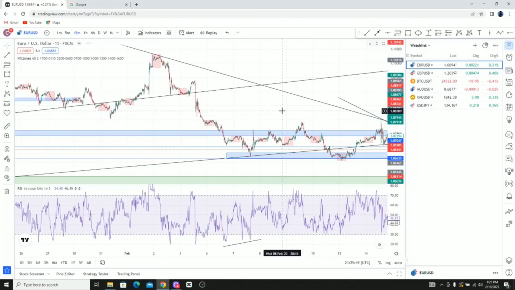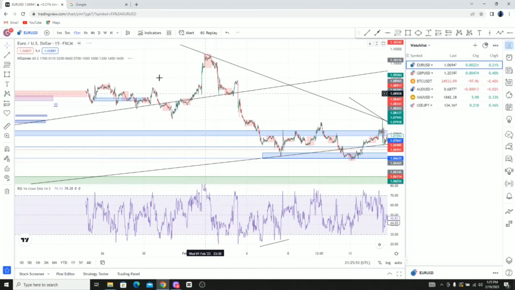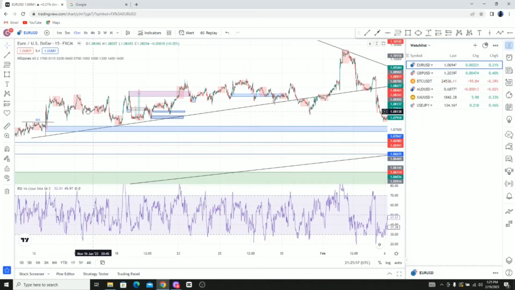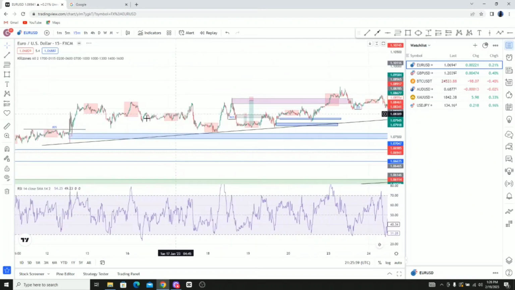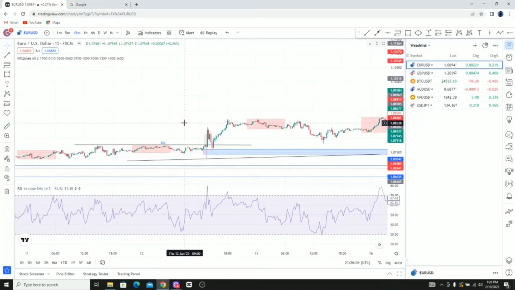This is mixing both smart money concept, trend line, and structure break to get good and perfect entry. So we are here now. This is a 15 minute.